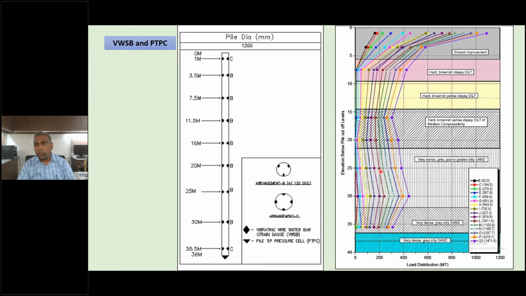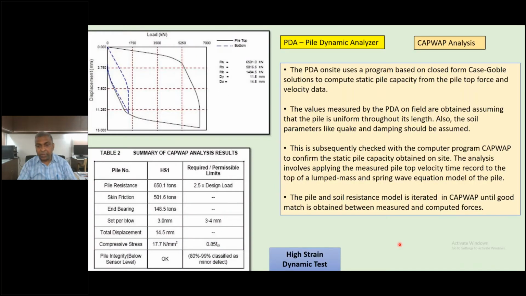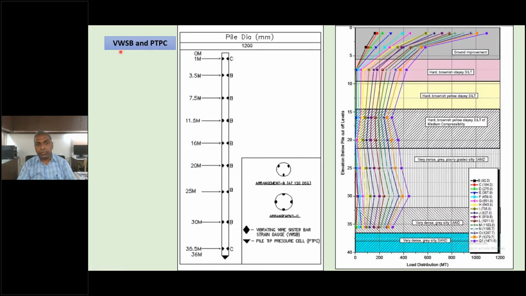So that force you can plot here. For example, at this level, this is the force obtained, and this is the elevation. So this is how you can plot this complete curve. These curves are for when you apply a low load, and then when you increase the load, how the load was distributed throughout the depth in this analysis. So essentially you get the load distribution throughout the pile depth, and this is based on the VWSB and PTPC.